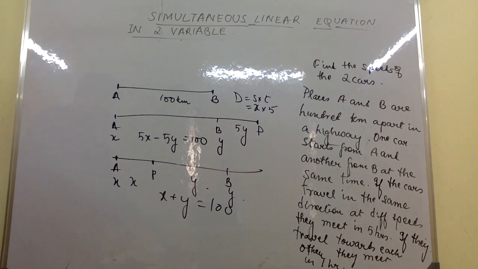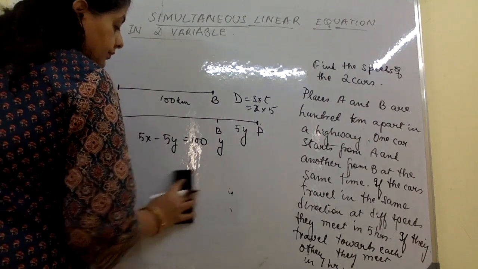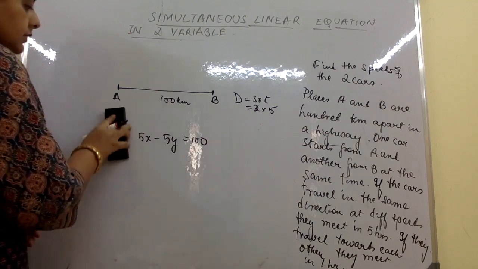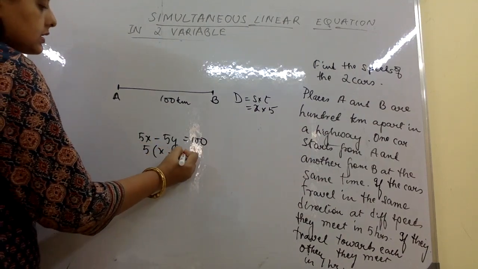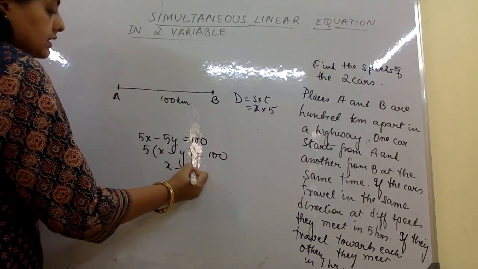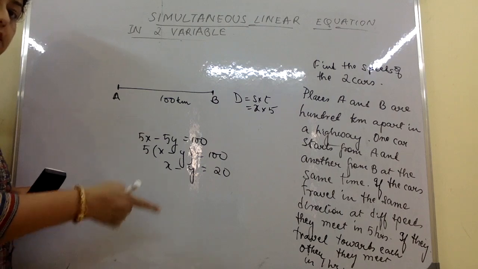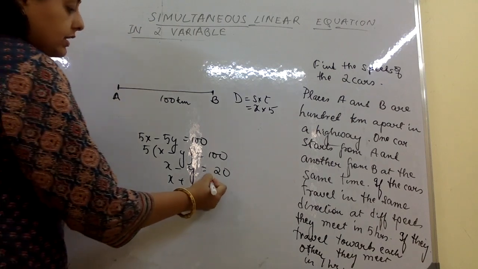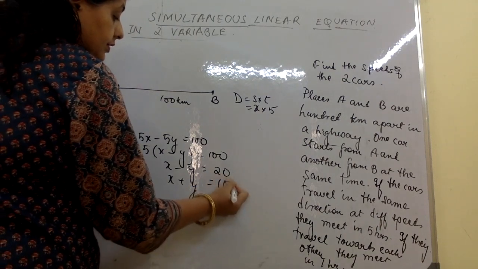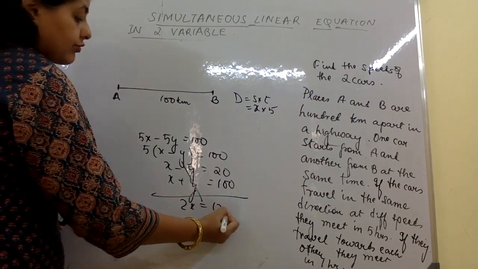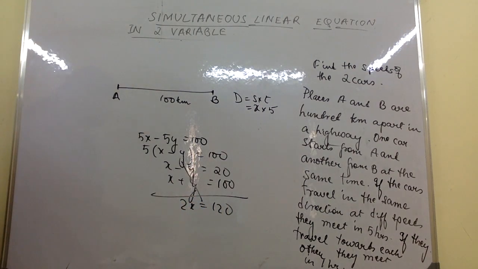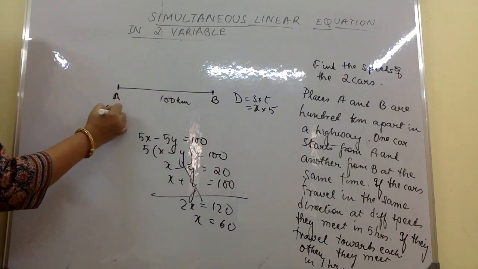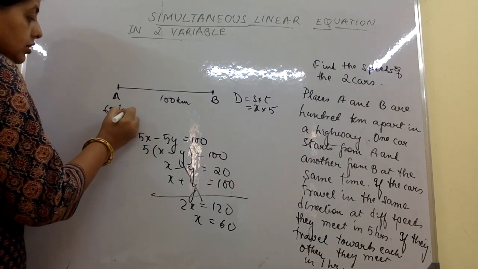Here I can take 5x minus 5y is 100, so x minus y is 20, and let me bring in the next equation that I had formed: x plus y is 100. So here 2x is 120, right? If 2x is 120, x is equal to 60. So the car which was starting from A has a speed of 60 kilometers per hour.